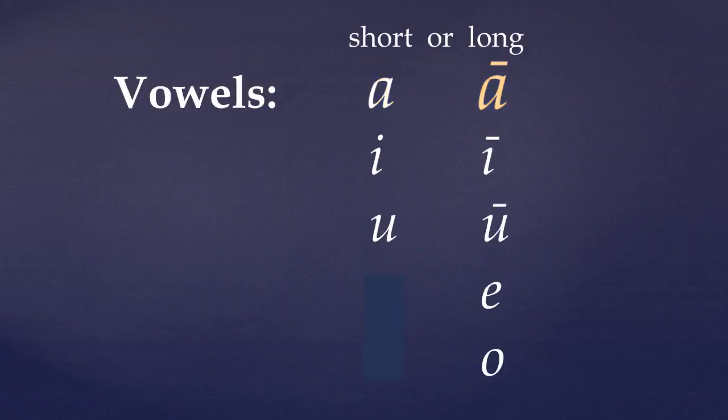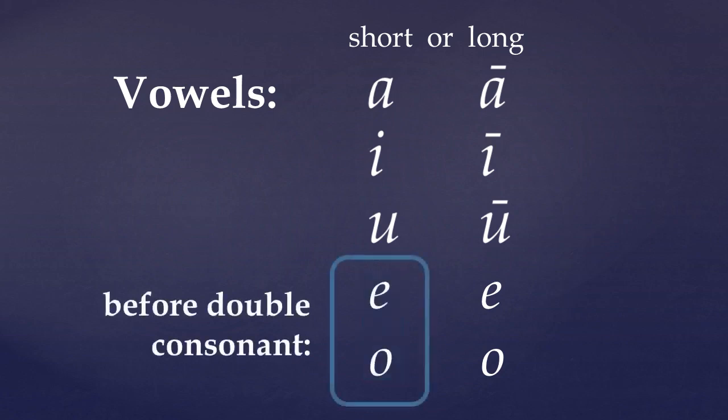A, I, U, U. E and O are usually included with the long vowels, as they are pronounced long before single consonants and at the end of words. However, even though they're not marked as such, if they come before a double consonant, they are sounded short. E, O.